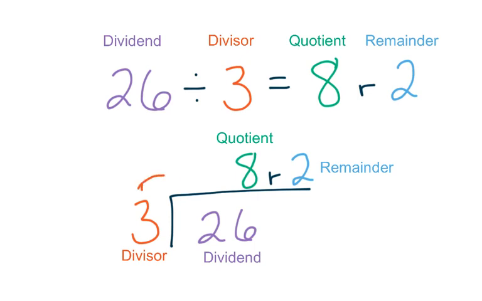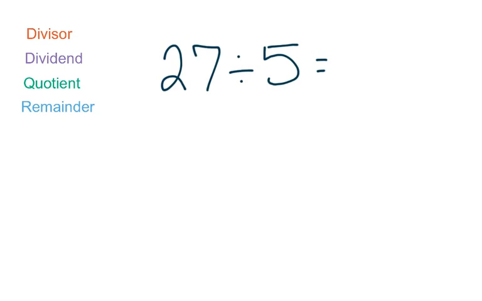Our divisor is going to be going inside of our house into our dividend. Our quotient is how many equal pieces are going to be inside of all of those parts, and then our remainder is what's left over. Let's take a look at a few problems just so that we can refresh ourselves on how we find a remainder. In this problem, we have 27 divided by 5.